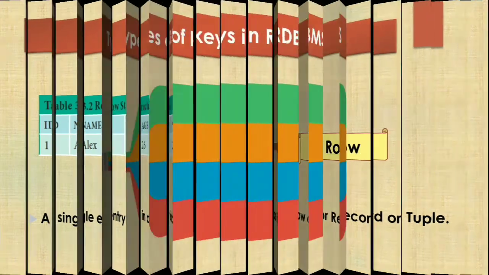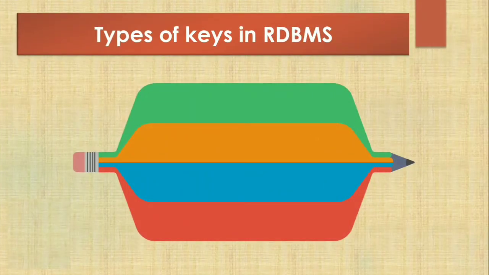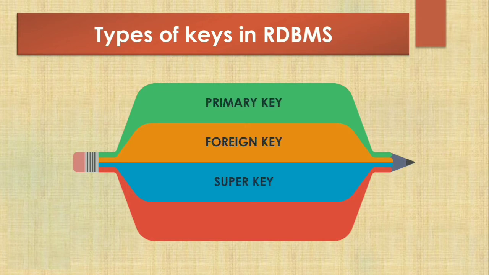Now next topic is types of keys in RDBMS. So keys, how will you identify a person uniquely? That is what the meaning of key, which means column. How many columns are needed to identify one individual's record perfectly? So we do have so many types of keys. One is primary key, foreign key, super key and composite key.